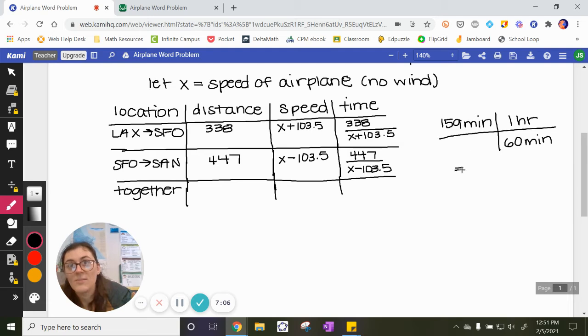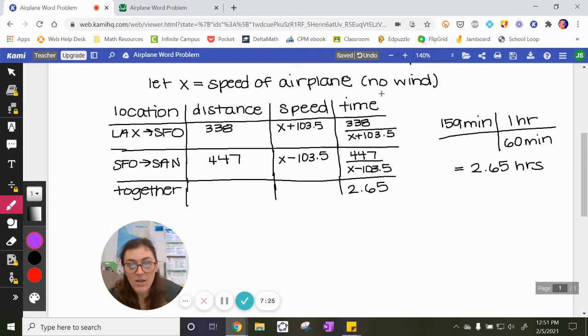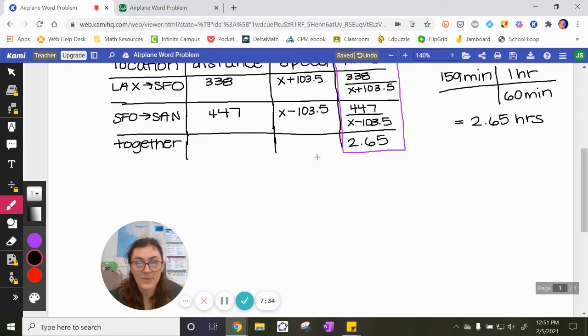So this just becomes 159 over 60, which is 2.65 hours. So I also know together that the time is 2.65. And that is really all we need, because if you look at this column now, we have all the pieces of information we could need to make an equation with x in it.